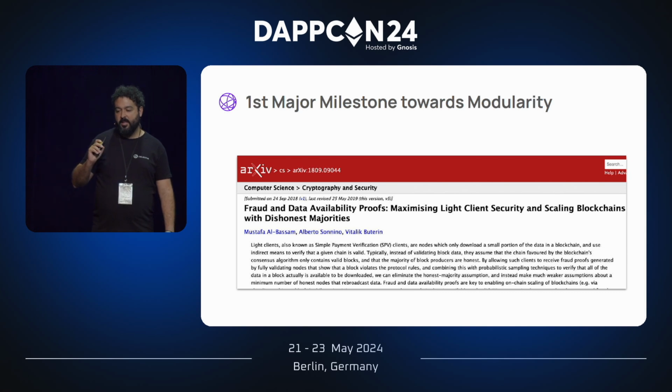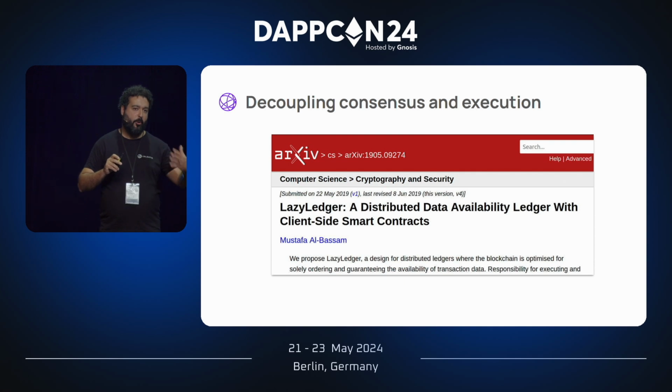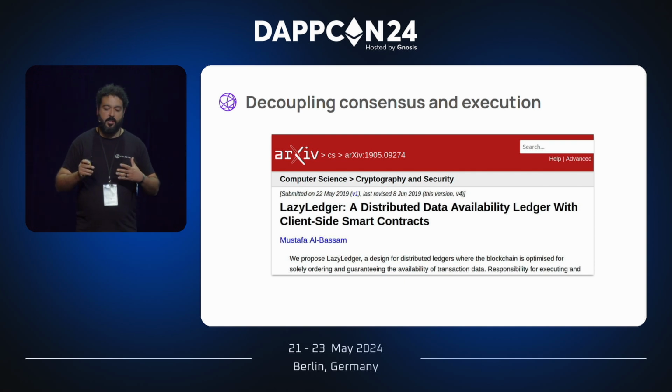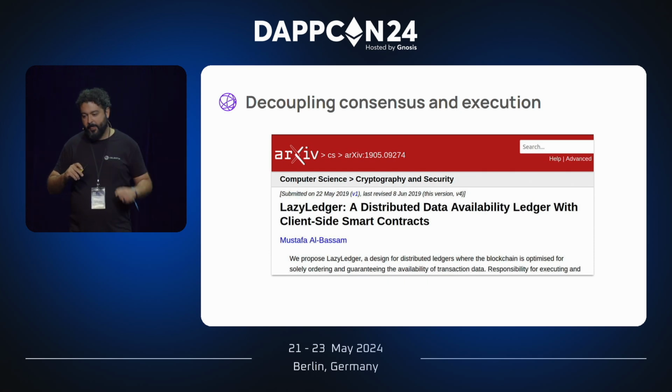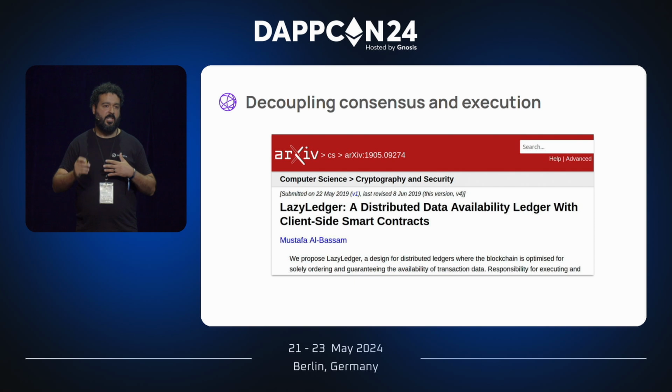Mustafa took this idea and spun it even further and said, what if, instead of trying to make sharding possible and so on and so forth, we introduce a layer one that does only the most basic things, which is consensus and data availability.